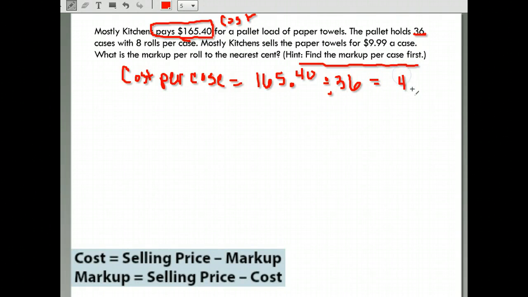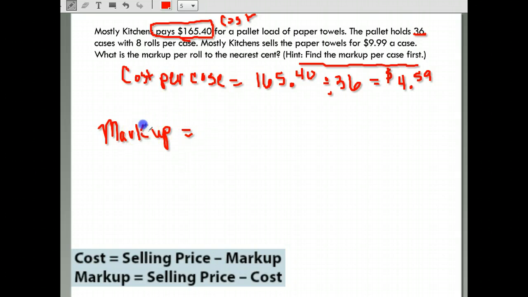And we get $4.59. So it costs them $4.59 a case. Okay, so our hint was to find the markup per case first and go from there.